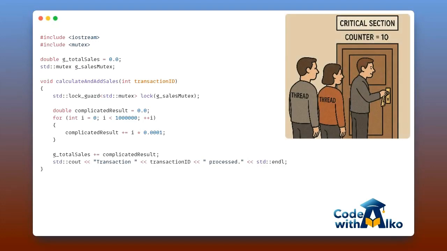Think of a mutex as a key to a private office. Only one thread can have the key and go into the office at a time. The code that's inside that office, the part where the thread has locked the mutex to safely work with shared data, that's our critical section. While one thread is in that critical section, any other thread that needs to access the same counter has to wait outside. They're literally blocked.